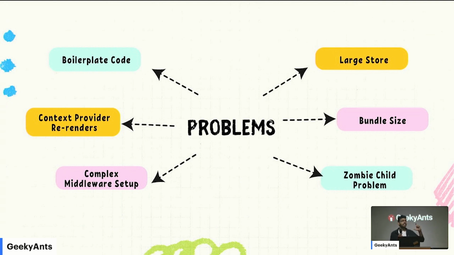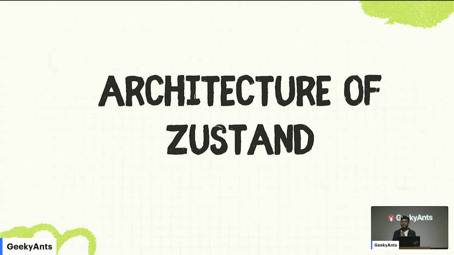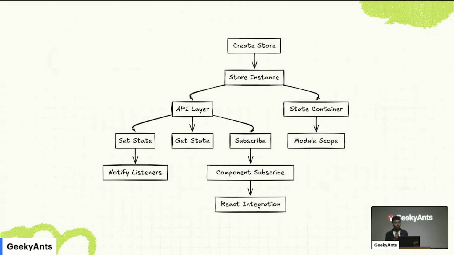Because of large bundle size, the performance of the app is drastically impacted, and there's a zombie child problem. When an async operation is happening, a parent gets stuck and the child gets stale data, which causes the app to break and show wrong data. So what's the high-level architecture of Zustand?